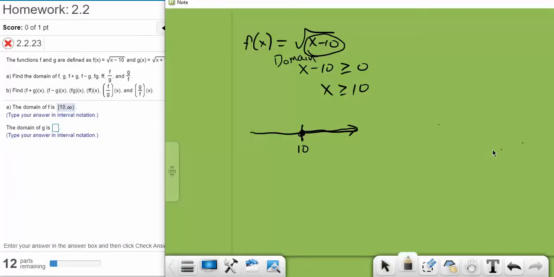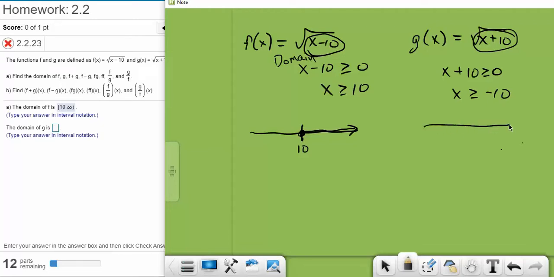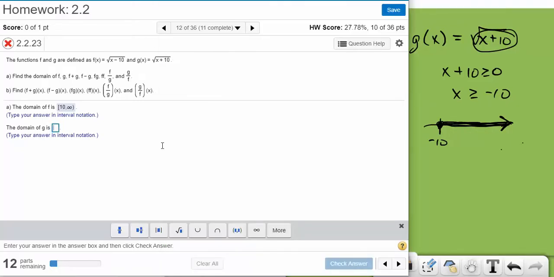Okay, and then g, same thing. So g is the square root of x plus 10. So we want the radicand to be greater than or equal to 0. So subtract 10. So this one is going to be, you're going to go to wherever negative 10 is, solid dot, shade that way. So that will be from negative 10 to infinity.